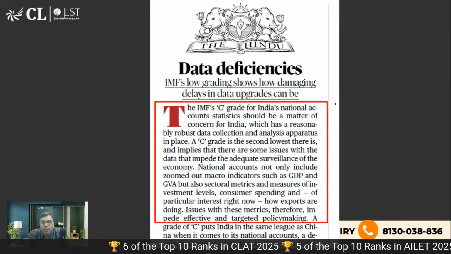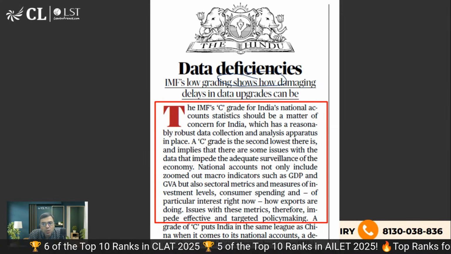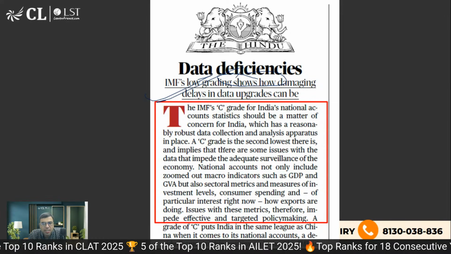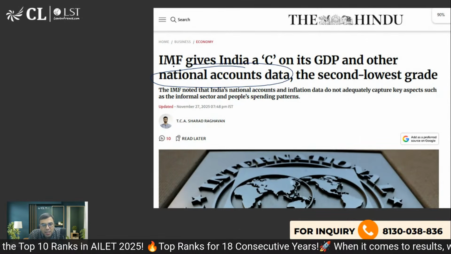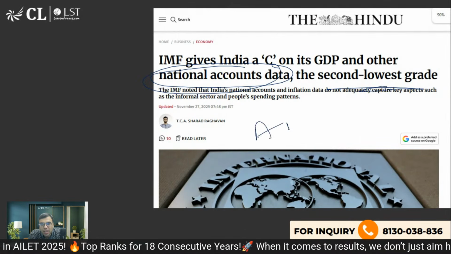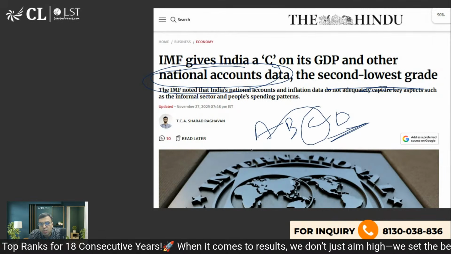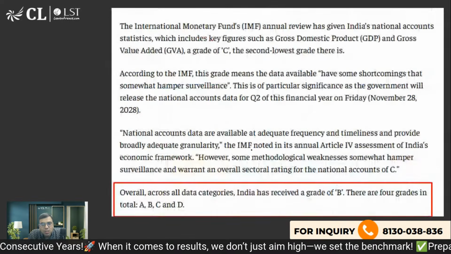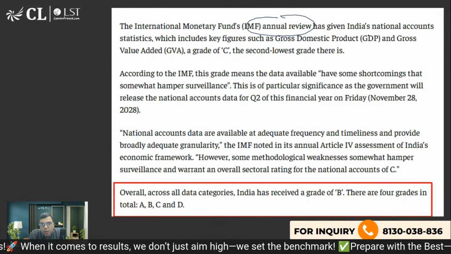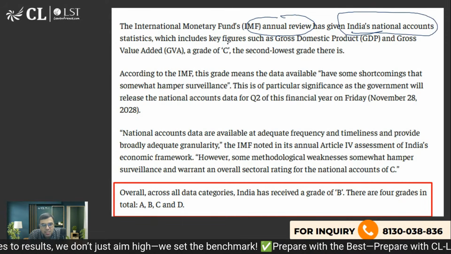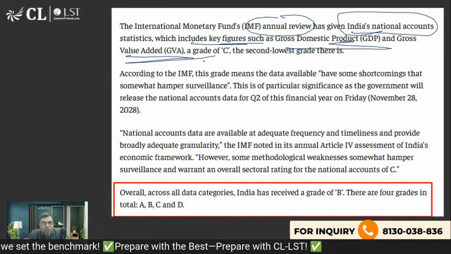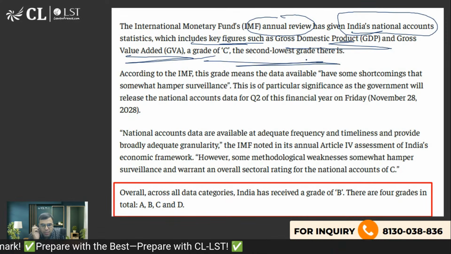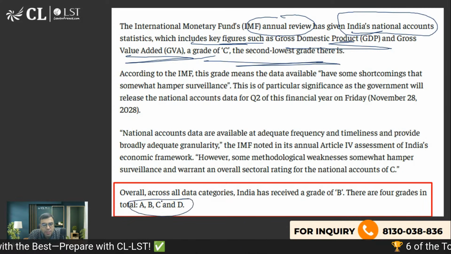There was an article on the side: IMF's low grading shows damaging delays in data upgrades. Basically, the IMF has given a C grade for India's national account data, the second lowest grade. So A, B, C, D; the lowest is D, and we have got C. The IMF annual review gave this grade to India's national accounts statistics, including key figures such as GDP and GVA, gross value added.